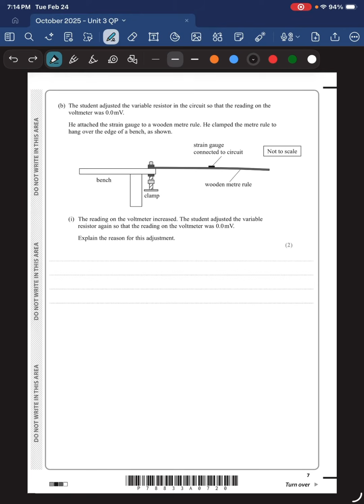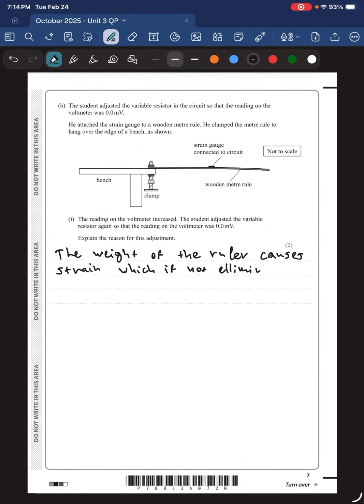adjustment. So the weight of the ruler causes strain, okay, which if not eliminated causes systematic errors. And that's the answer. So you have to get rid of that so you don't have a systematic error.